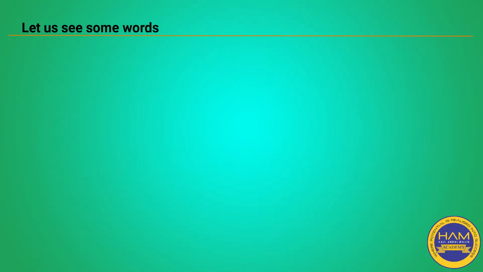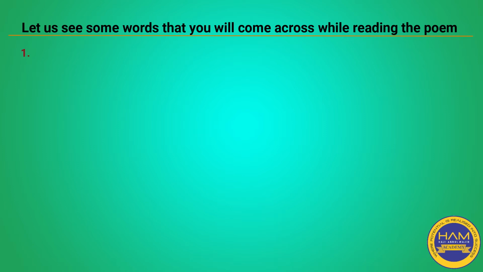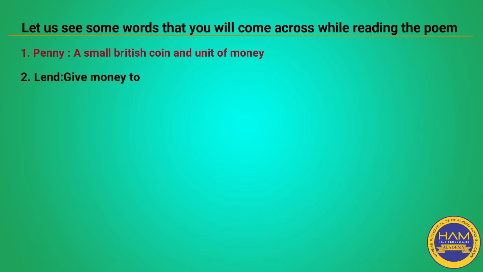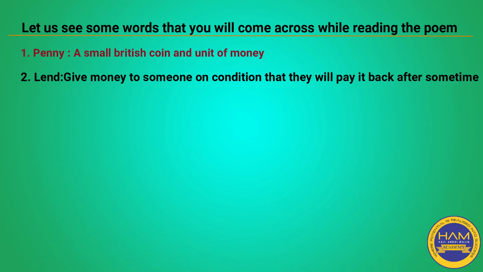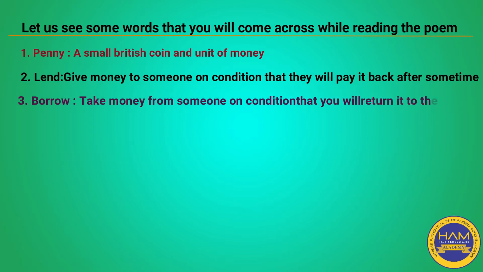Now, moving on to the words that you will come across while reading the poem. The first word is penny, which means a small British coin and unit of money. In short, a small amount of money is termed as penny. Next word is lend, which means to give money to someone on condition that they will pay it back after some time. That means उधार पे पैसे देना. Next word is borrow. Take money from someone on the condition that you will return it to them later. In short, it is उधार पे पैसे लेना.